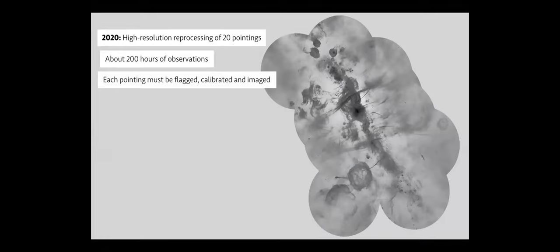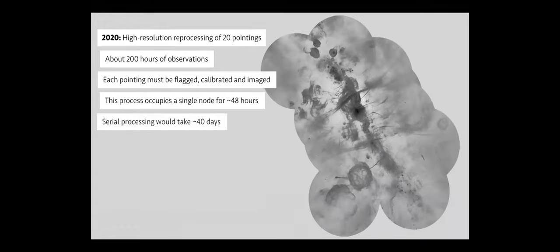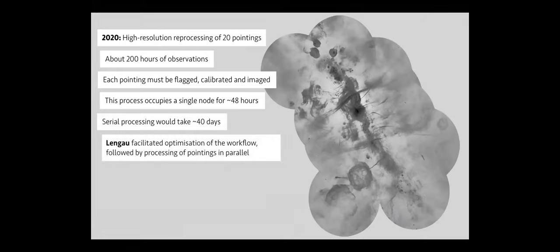And as I said, each of these pointings must be flagged, calibrated, and imaged. So I've been using CHPC for this process. Typically each pointing occupies a single node for about 48 hours. So serial processing of these data would take about 40 days. What Lengau has been brilliant for in this work is that not only can you basically give it pointings and have them processed in parallel and get to a multiple pointing result in a couple of days rather than a month, but it's actually been very, very useful for me to optimize the workflow.